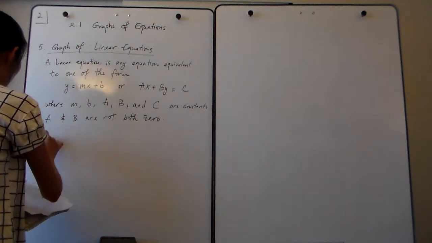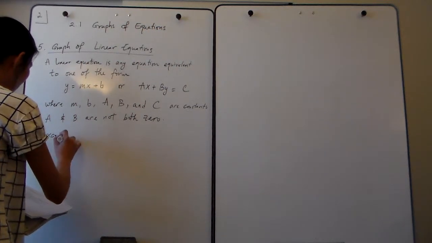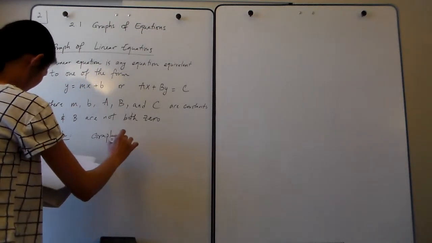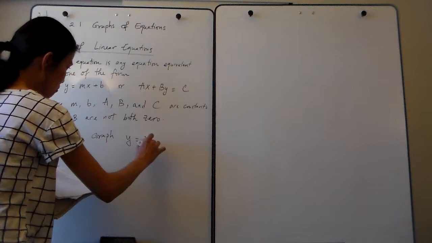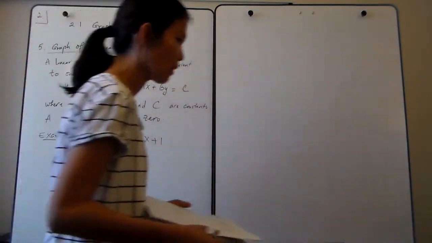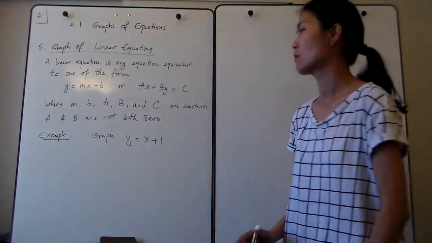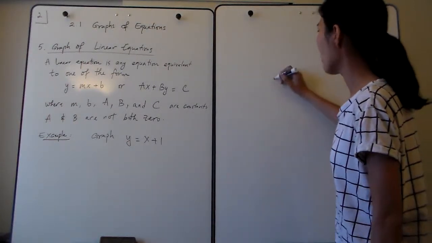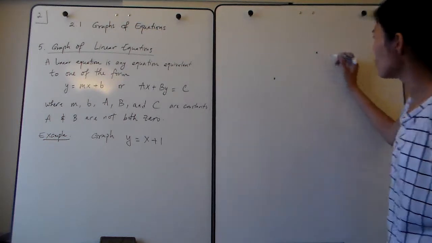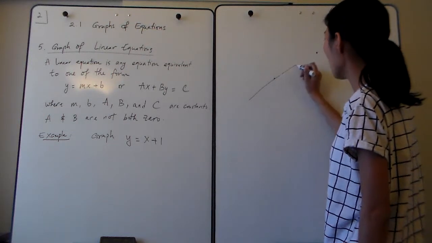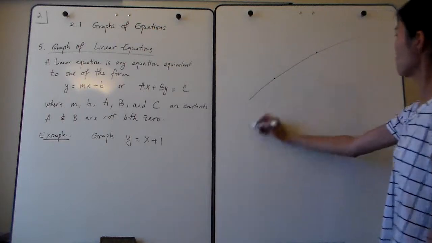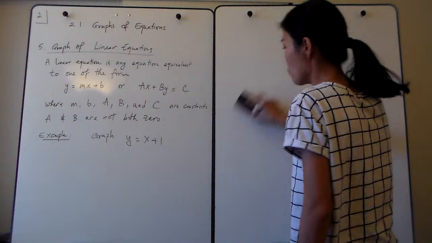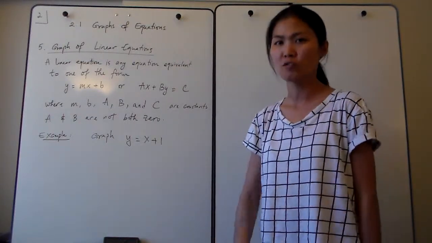So here is the example. Graph y equal to x plus 1. To graph a line, you need to find 2 points. If you can find 2 points on the line, you have the line, because the line would go through the 2 points. Okay? So the goal is when you graph a line, you need to find at least 2 points.